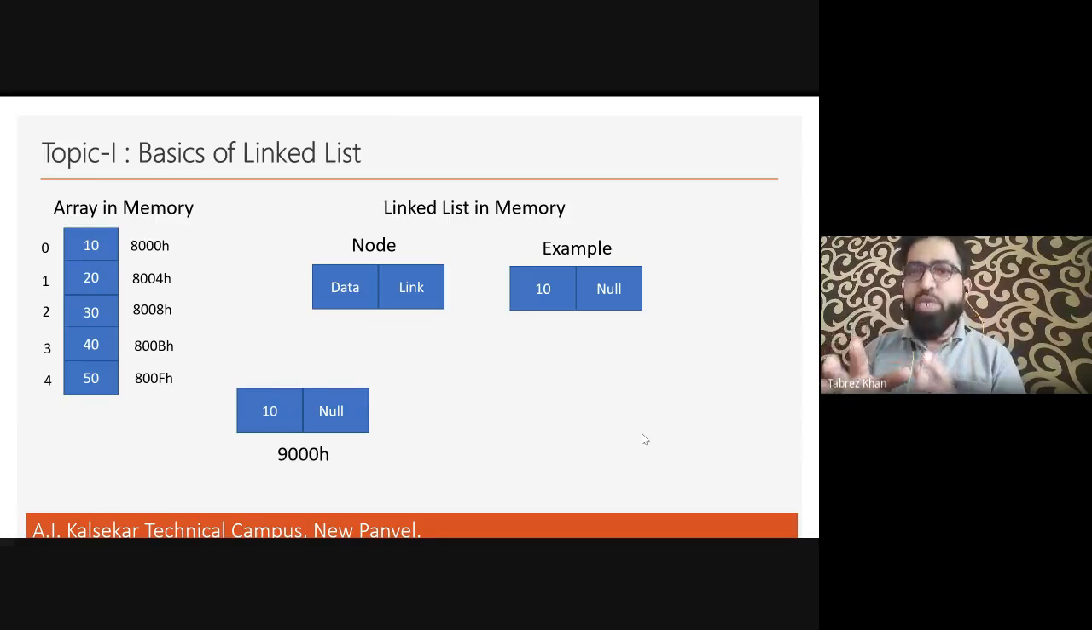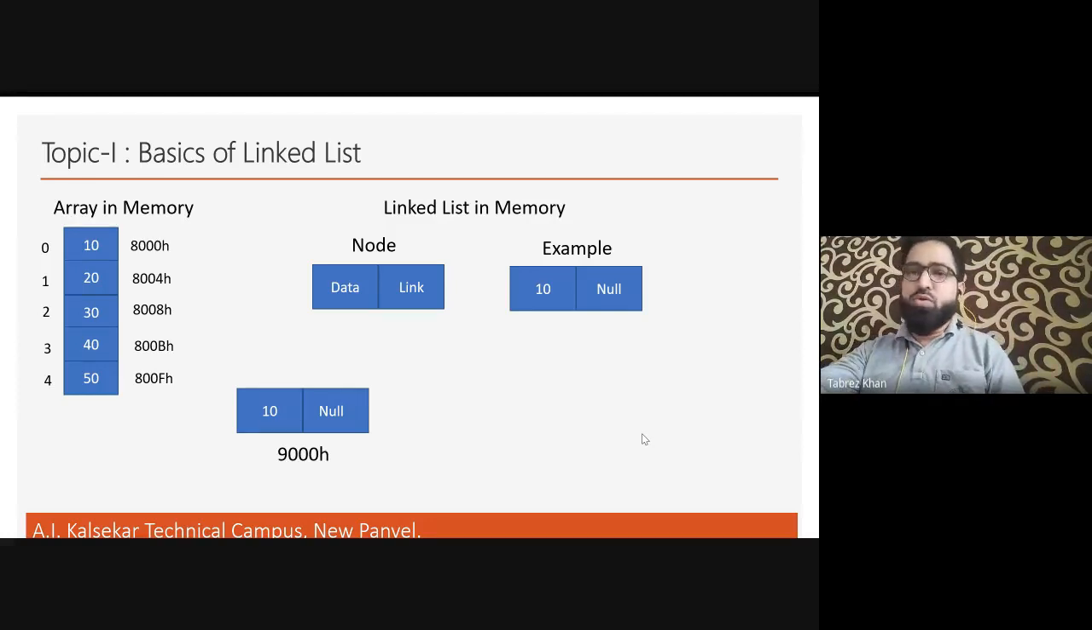This node, I repeat, is present at the memory location 9000H. The first part, that is the data part of this node, has the value 10. And the second part, that is the link part of this node, has the value null. So there is one node in the memory. That node is present at the memory location 9000H. The first part of the node has the value 10. The second part has the value null.